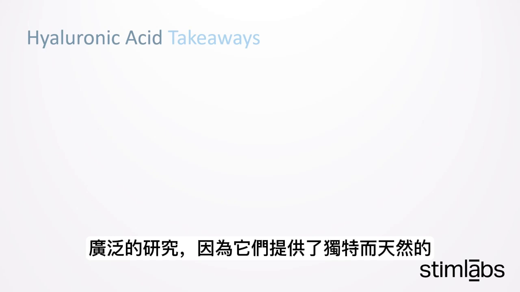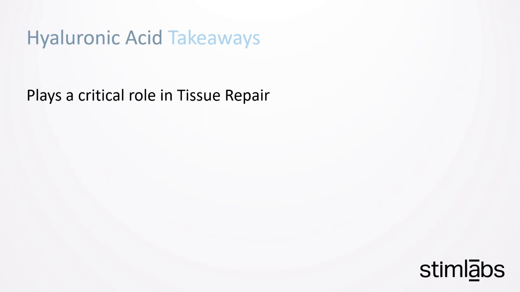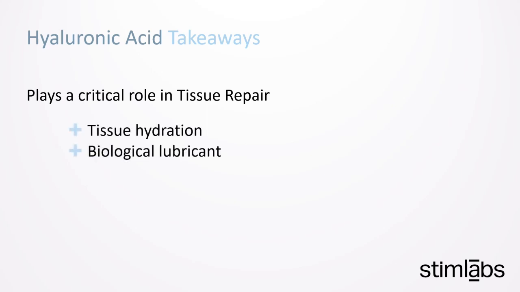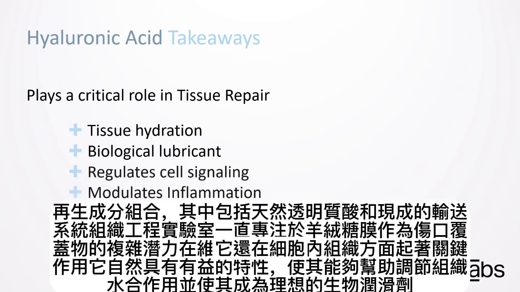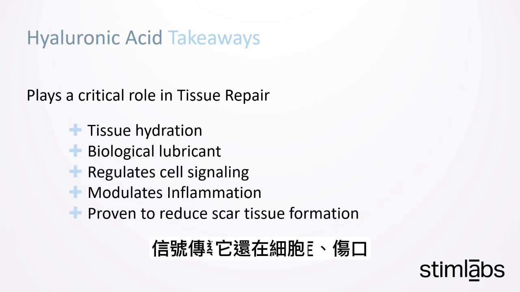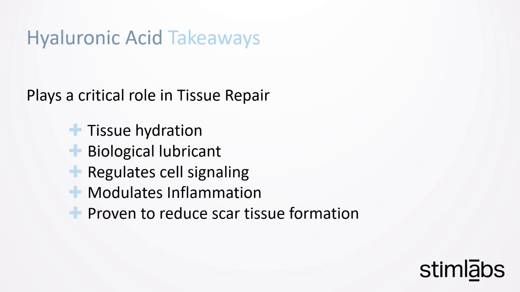So, let's review. HA plays a critical role in maintaining and regulating tissues in the body. It naturally has beneficial characteristics that allow it to help regulate tissue hydration and make it the ideal biological lubricant. It also plays an important role in cell signaling, modulating inflammation, wound healing, and reducing scar tissue formation.